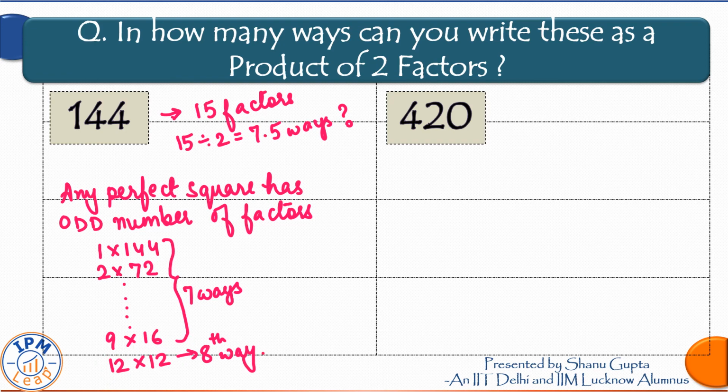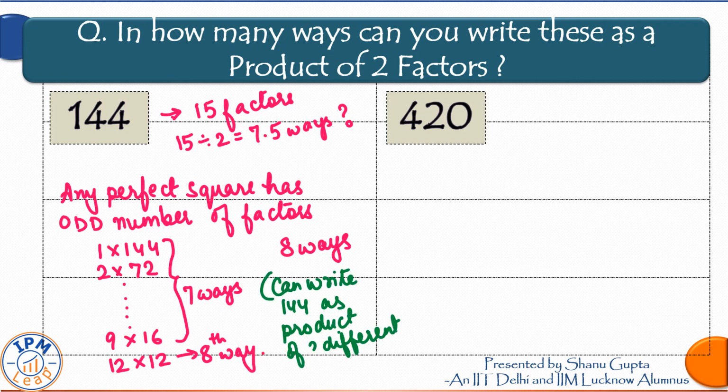Before this number, there will be 7 factors and after this also 7 factors. So our answer is technically 8 ways. But let me specify, we can write 144 as a product of two different factors in only 7 ways.